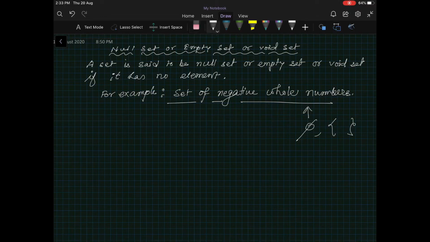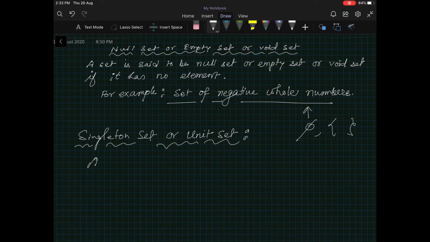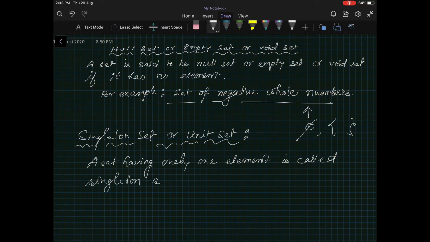So now our next topic is singleton set or unit set. So what does unit set or singleton set mean? A set having only one element is called singleton set or you can say unit set.